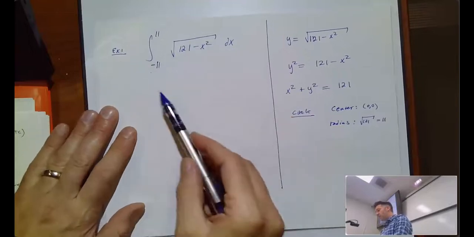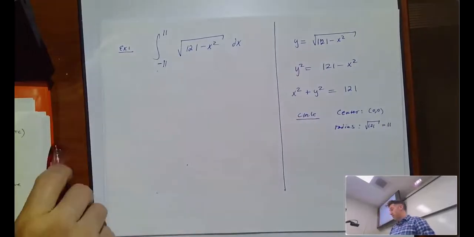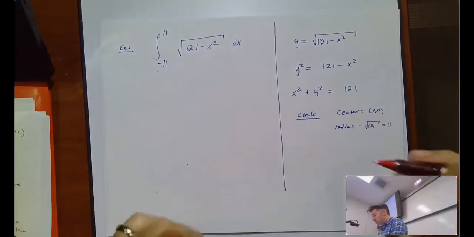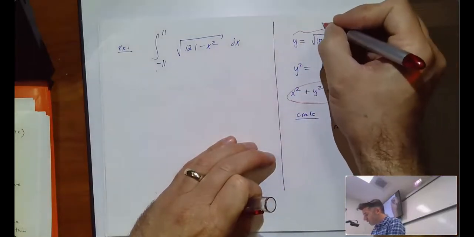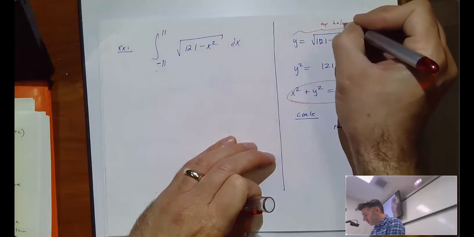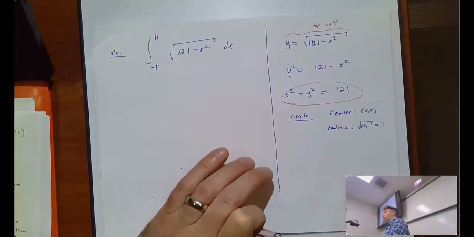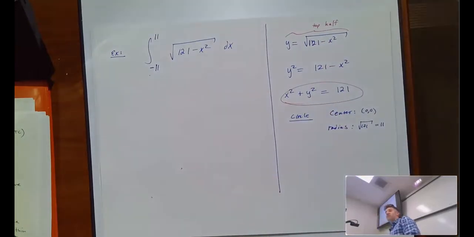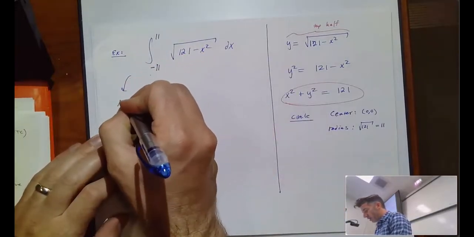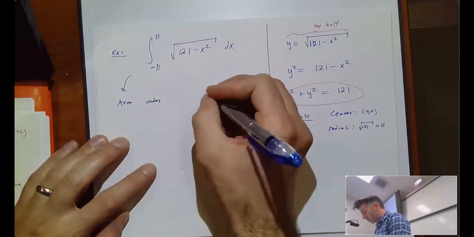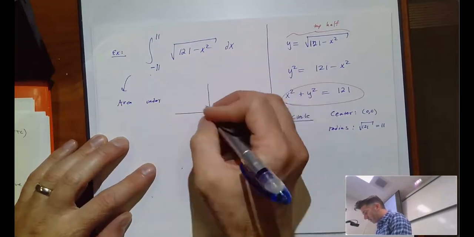Now I should say one more thing. This is the whole circle, top and bottom. This is just the top half of the circle, because if y equals the square root of something, square roots only give you positive outputs, so y has to be positive. So here, this integral is just the area under the top half of the circle of radius 11.